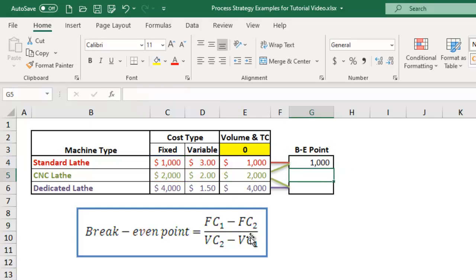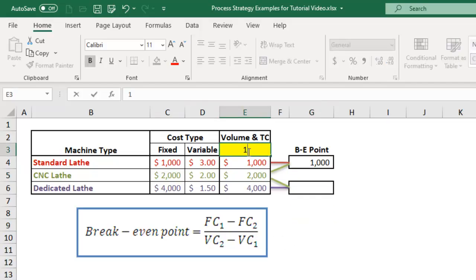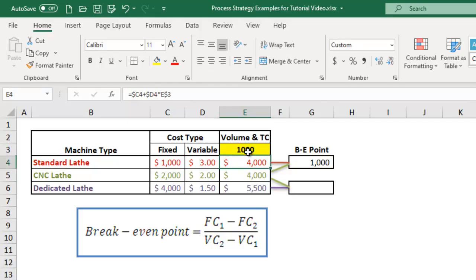Again, this matches what we saw in the previous method where we did trial and error and filled out that table. So we have nice round numbers in this case. Okay, so if we put 1,000 up here, just at our unit volume, just for fun, you'll notice that it gives us the same total cost for the standard lathe and the CNC lathe.